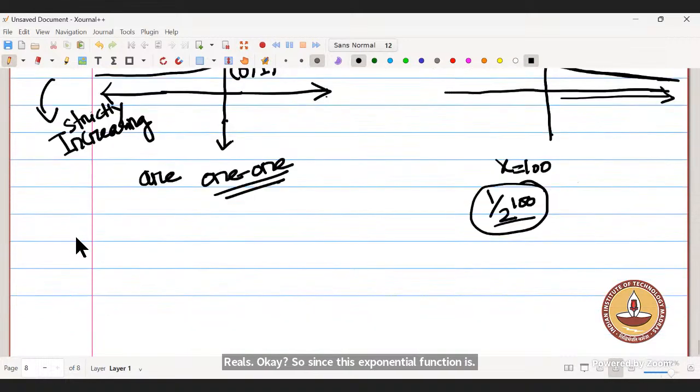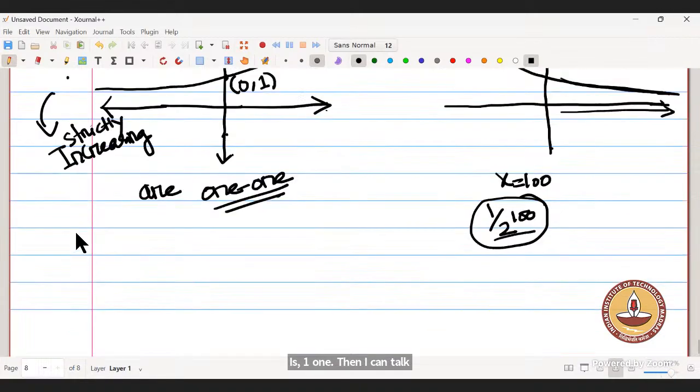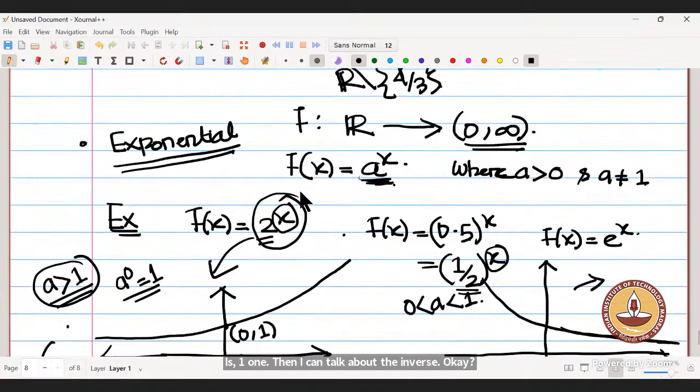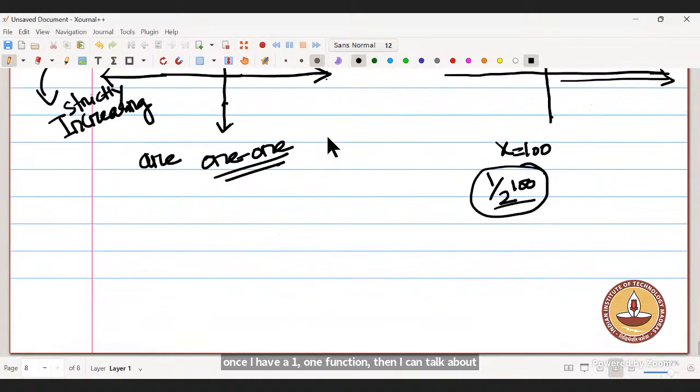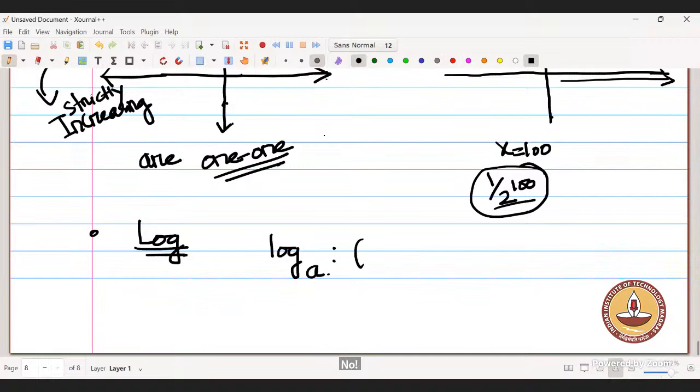Okay. So since this exponential function is 1-1, I can talk about the inverse. Once I have a 1-1 function, I can talk about the inverse. And what is the inverse of this exponential function? That is precisely the logarithm function. So the logarithm function, log base a, is a function from 0 to infinity to R, right?